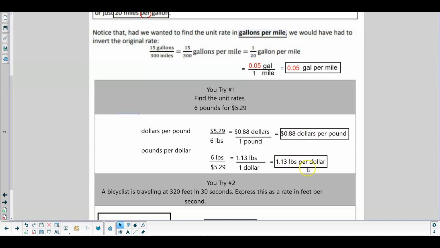And both of these are useful in different situations. The top one, if you know how many pounds you're buying of something, fruit, meat, whatever, you can multiply the 0.88 and get your dollar amount. And if you have so many dollars, you can figure out how many pounds you would be able to buy if you know the other rate. Just kind of depends on how you look at it.